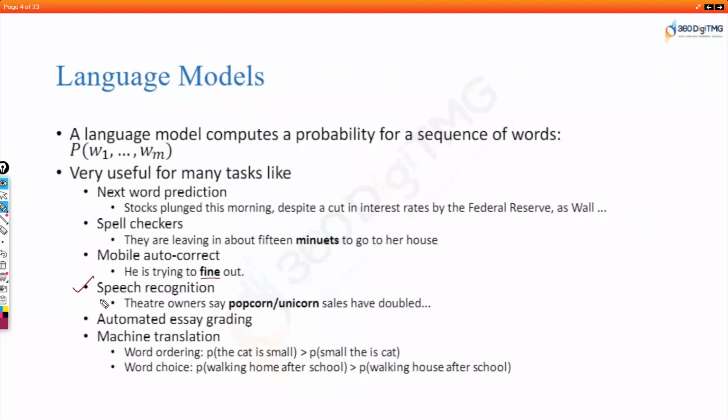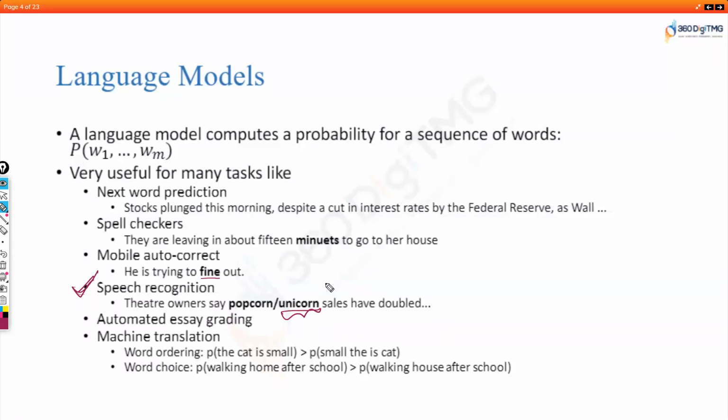Then you also have speech recognition. Theater owners say, in speech, because of some disturbance, it was recorded as unicorn. But you know for a fact that it cannot be unicorn. Theater owners would speak more about popcorn. Why would they talk about unicorn? Unicorn is a special animal for that case.